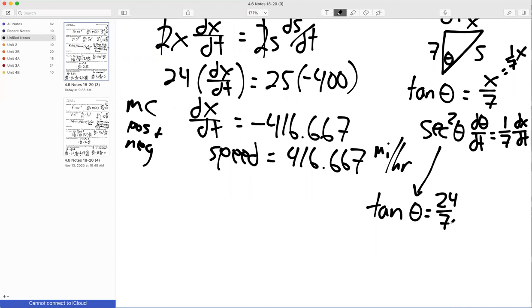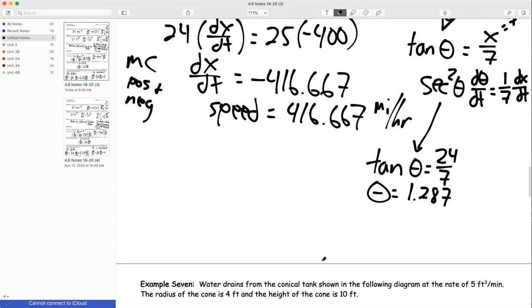And do we know how to solve for theta here on our calculator? I hope so, right? It's second tangent 24 divided by 7. And you should get 1.287 there. Okay. So theta is equal to 1.287.